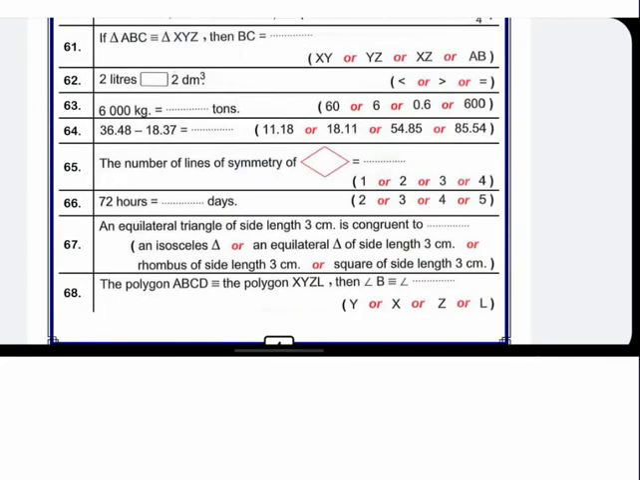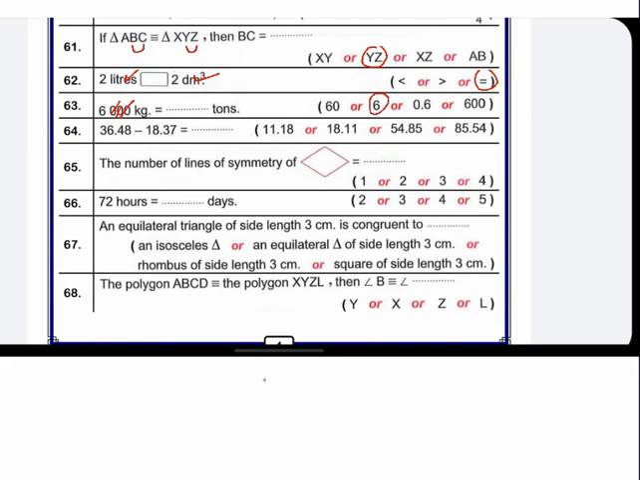The next, congruency questions, the same letters BC, like second and third, here second and third, Y and Z. 2 liters to decimeter, take care, liters like decimeter cubed, so 2 equals 2, so equals. 6,000 kilograms equal how many tons? From kilograms to tons, dividing by 1000, so you can cancel the 3 zeros, so it will be 6.